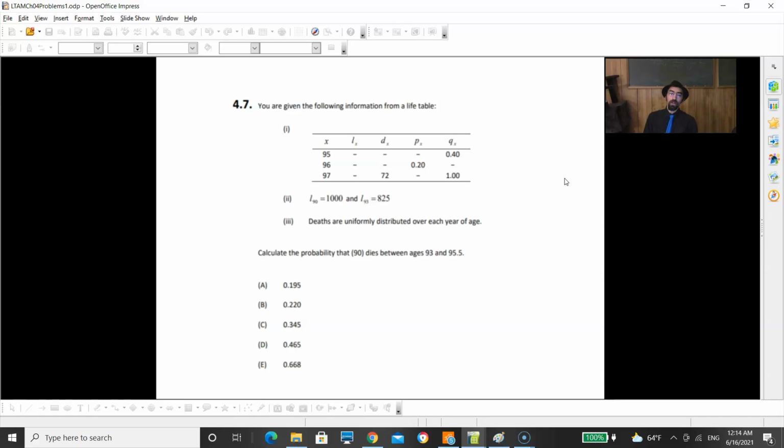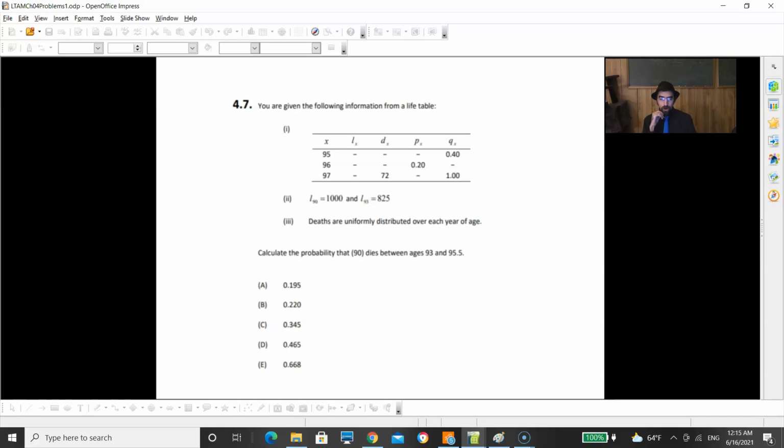Lastly, you're given the following information from a life table. It gives you a partial table. They give you the number alive at 90 and the number alive at 93 and say deaths are uniformly distributed over each year of age. Calculate the probability that a 90-year-old dies between ages 93 and 95.5.